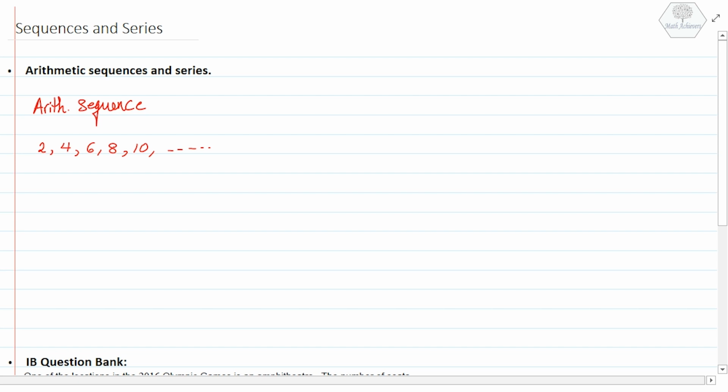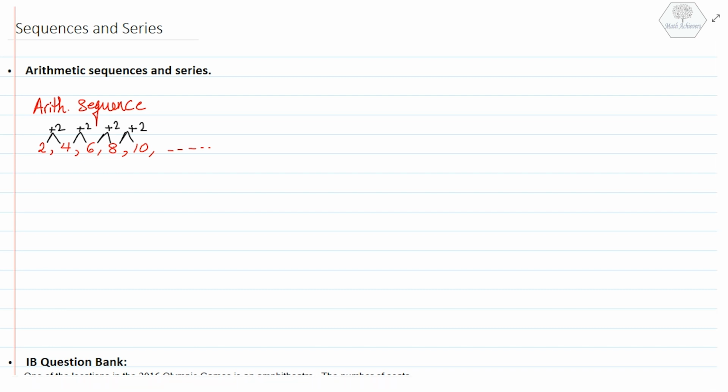This is a sequence. If you can realize that between each term, I'm adding 2. Here, plus 2, and from the 6 to 8, it's a plus 2, and from the 8 to 10, it's plus 2. Since there is a common difference between the terms, I consider the sequence to be arithmetic.